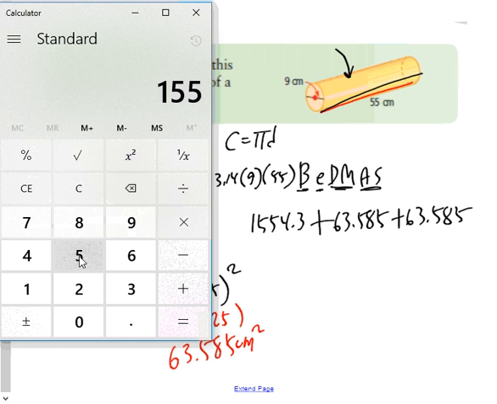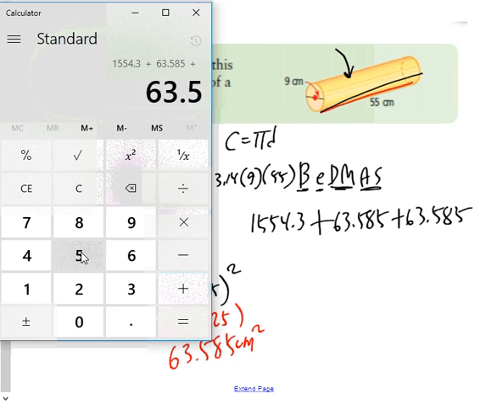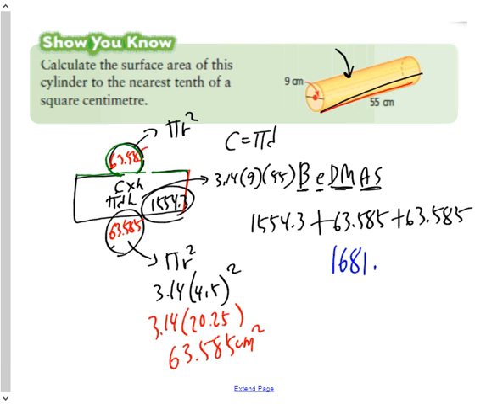Take your calculator, take the rectangle plus the top circle plus the bottom circle. Your total surface area is 1681.47 centimeters squared.